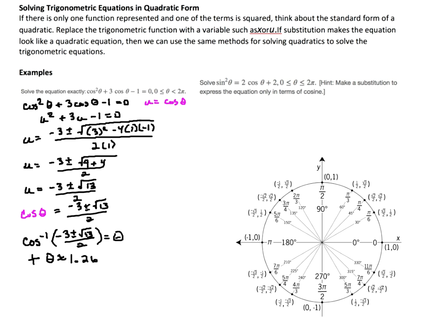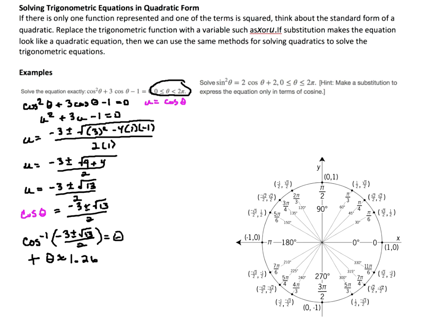However, there is another solution. And so what we do to find the other solution is we have to subtract the arc cosine of -3 plus the square root of 13 over 2 from 2 pi, because we're told here to stick between 0 and 2 pi.